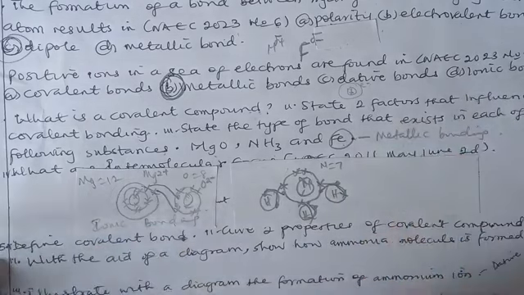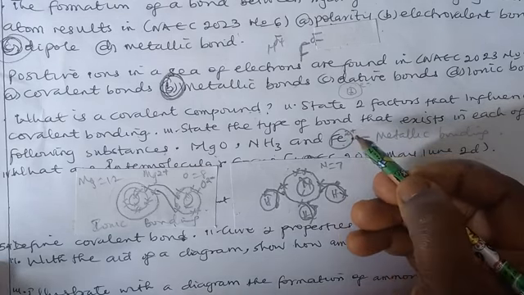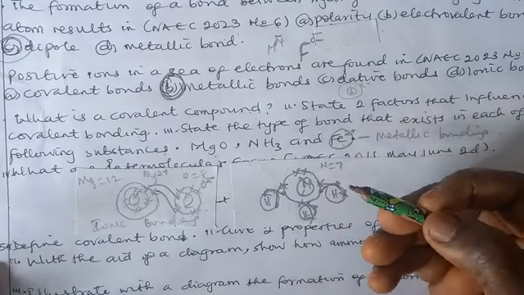While for iron, it is metallic bonding between the free valence electron of iron, which is +2, and the nucleus, which is positive.